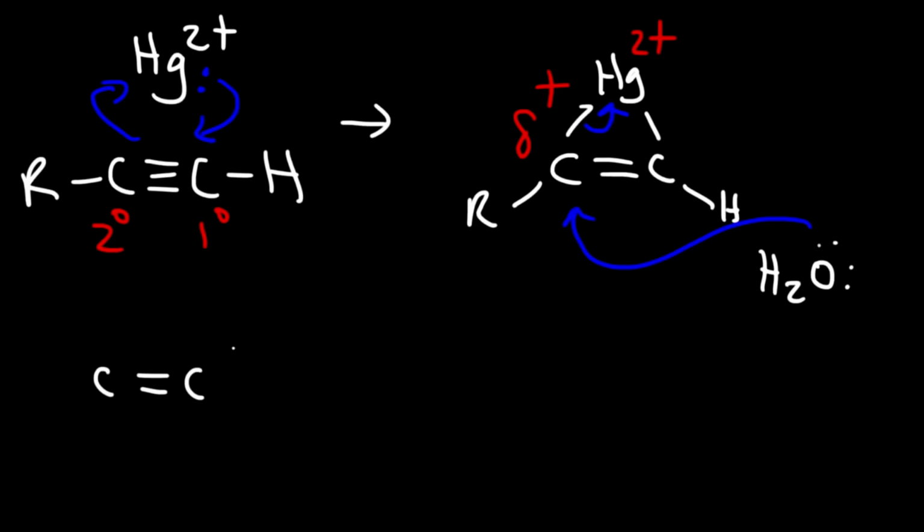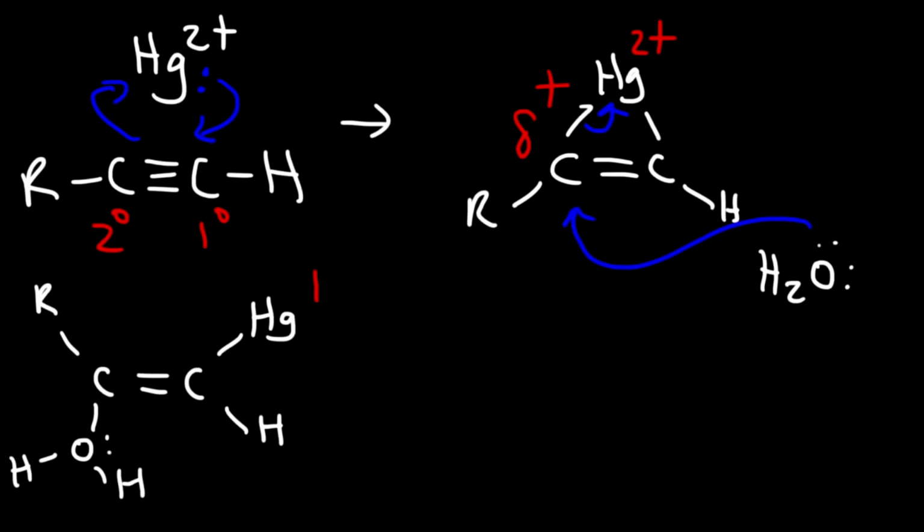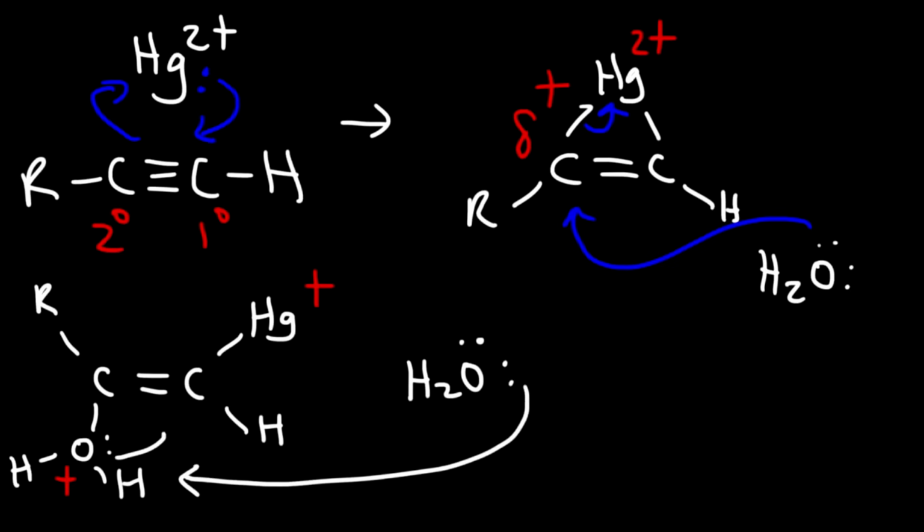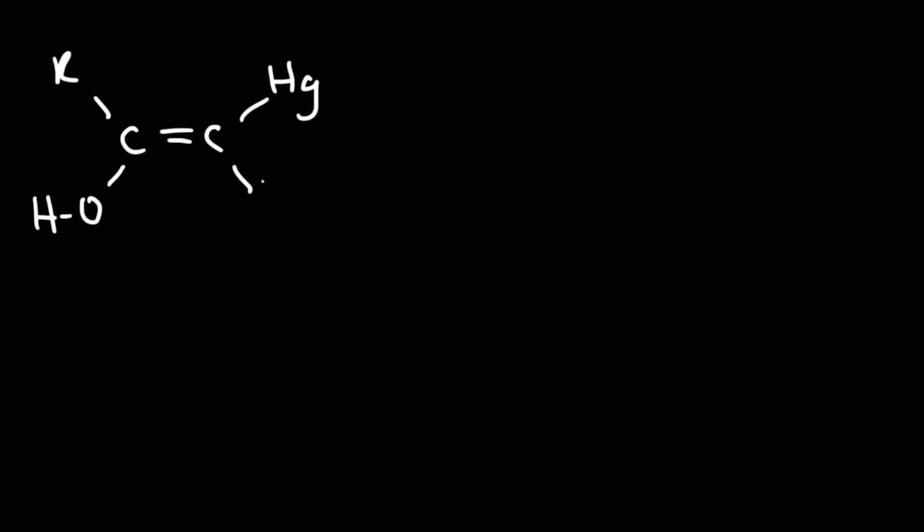So we have a double bond with a mercury ion attached to it, a hydrogen, an R group, and we have an oxygen attached to this carbon. Now, in the next step, we're going to use another water molecule to remove this hydrogen. And so we have this intermediate as of now.